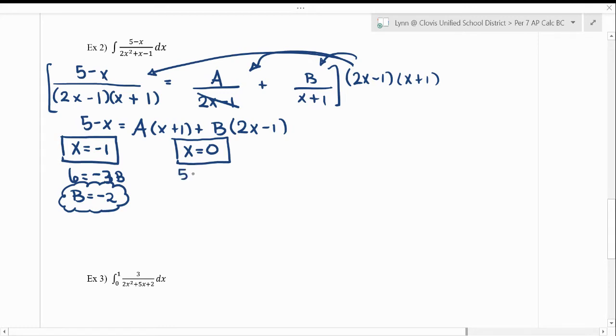So 5 minus 0 is 5. And then a times 0 plus 1, which is 1, so 1a. And then here I'll get 2 times 0, which is 0 minus 1, which is -1. So a, and then -1b, or a minus b. And I already know b is -2. So a double negative, so that would be a positive. And so then I would get a is equal to 3.